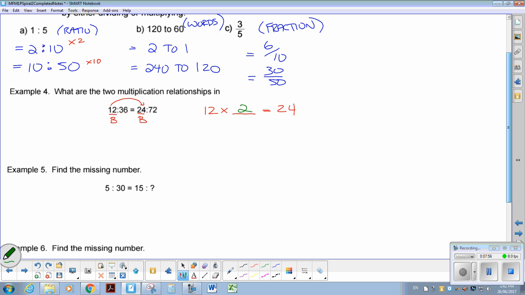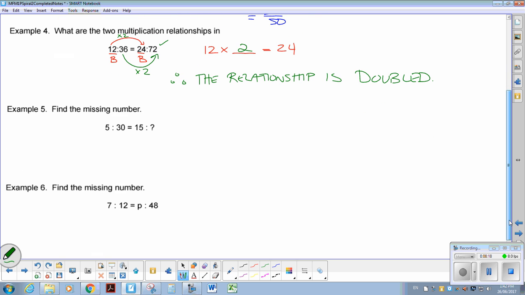So check the other one. Does it work for the other one? So if we multiply the first term by 2, we got it. 36 times 2 is 72. So therefore, the relationship is doubled, or multiplied by 2, or twice, however you want to word it. Which allows me to look at the next example then.